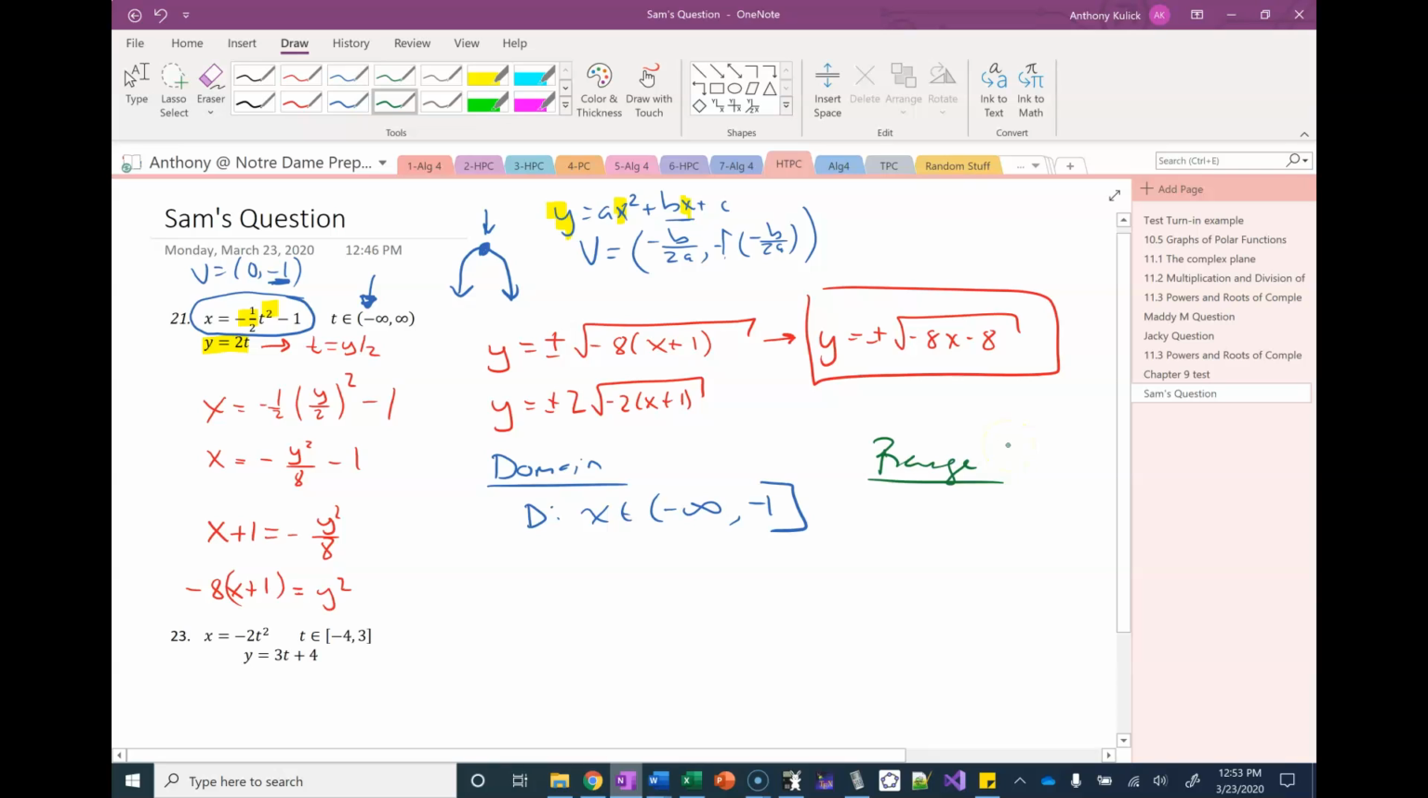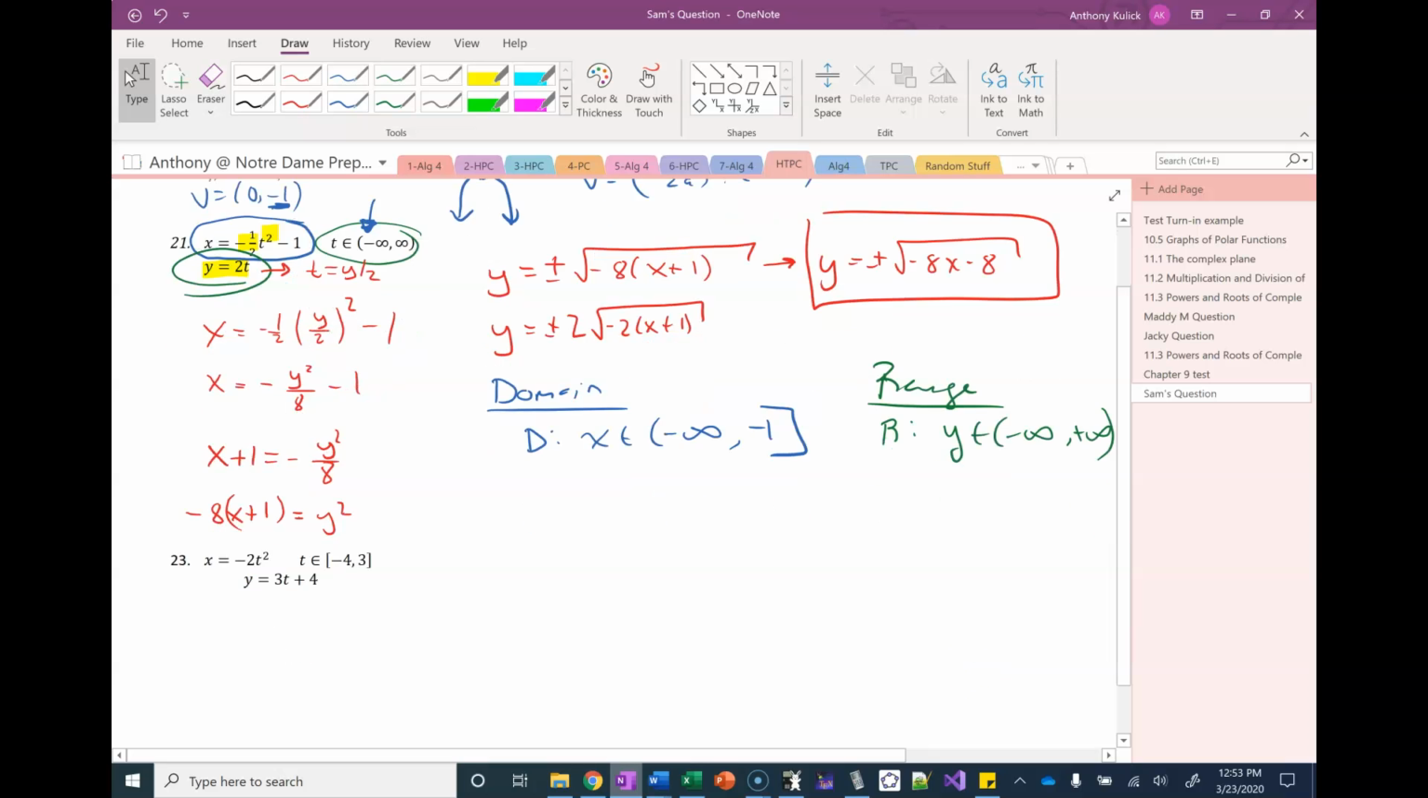Now for the range, we're going to be looking at the y coordinate. Since the y is just a linear function in terms of t, and the values for t are going from negative infinity to positive infinity, I can get any y value I want by plugging any number in, so the range is also going to be all real numbers.